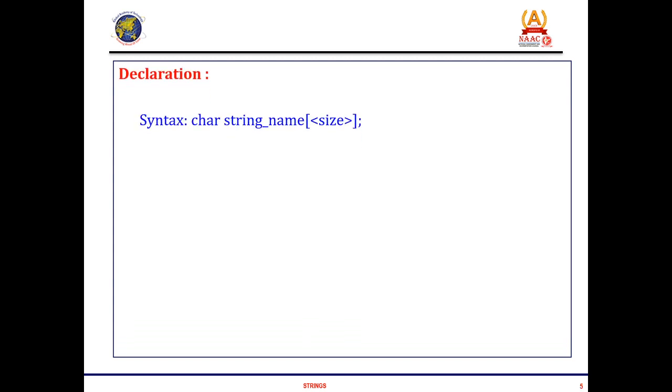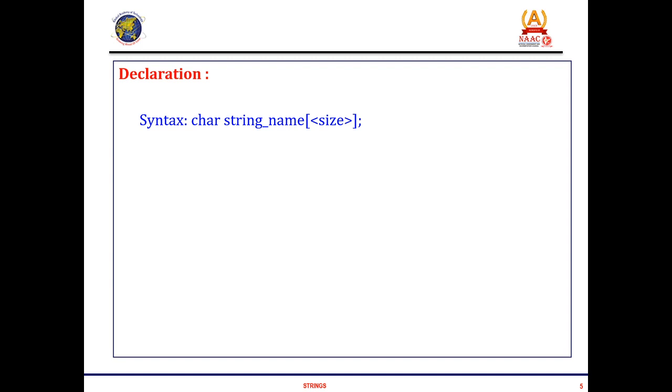Let us see the declaration part of a string. If you try to recollect the declaration of arrays, it had a syntax like this: a data type followed by the name of an array followed by the size. For example, int a of 10, where int was the data type, a was the name of the array, and 10 was the dimension of the array. We have also seen an array of real data type, where the data type was float, and hence my declaration statement looked like float a of 10.